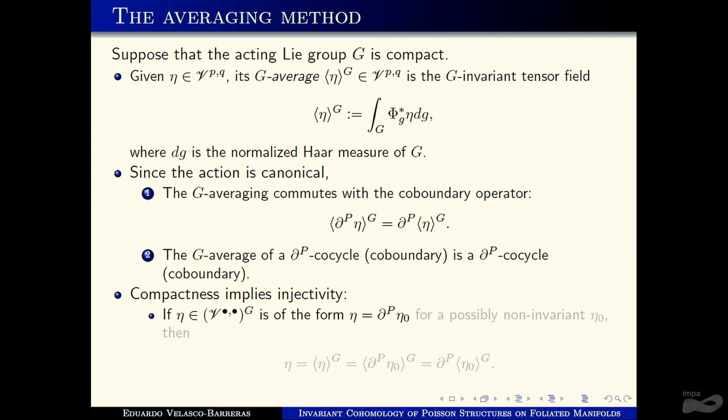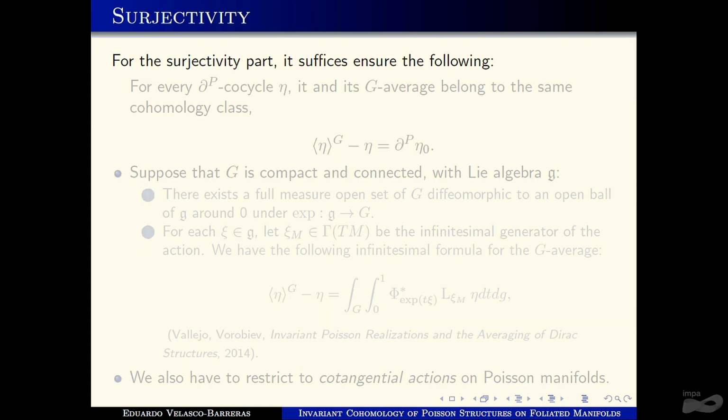It's very simple. If we have an invariant cocycle, which is a coboundary with a possibly non-invariant primitive, then we can construct an invariant primitive just by taking the G average. Here we use the invariance, then the property of commuting with the coboundary operator, and then we get an invariant primitive given by the G average of the original primitive. So the injectivity is very straightforward, but the surjectivity property requires a few more things.